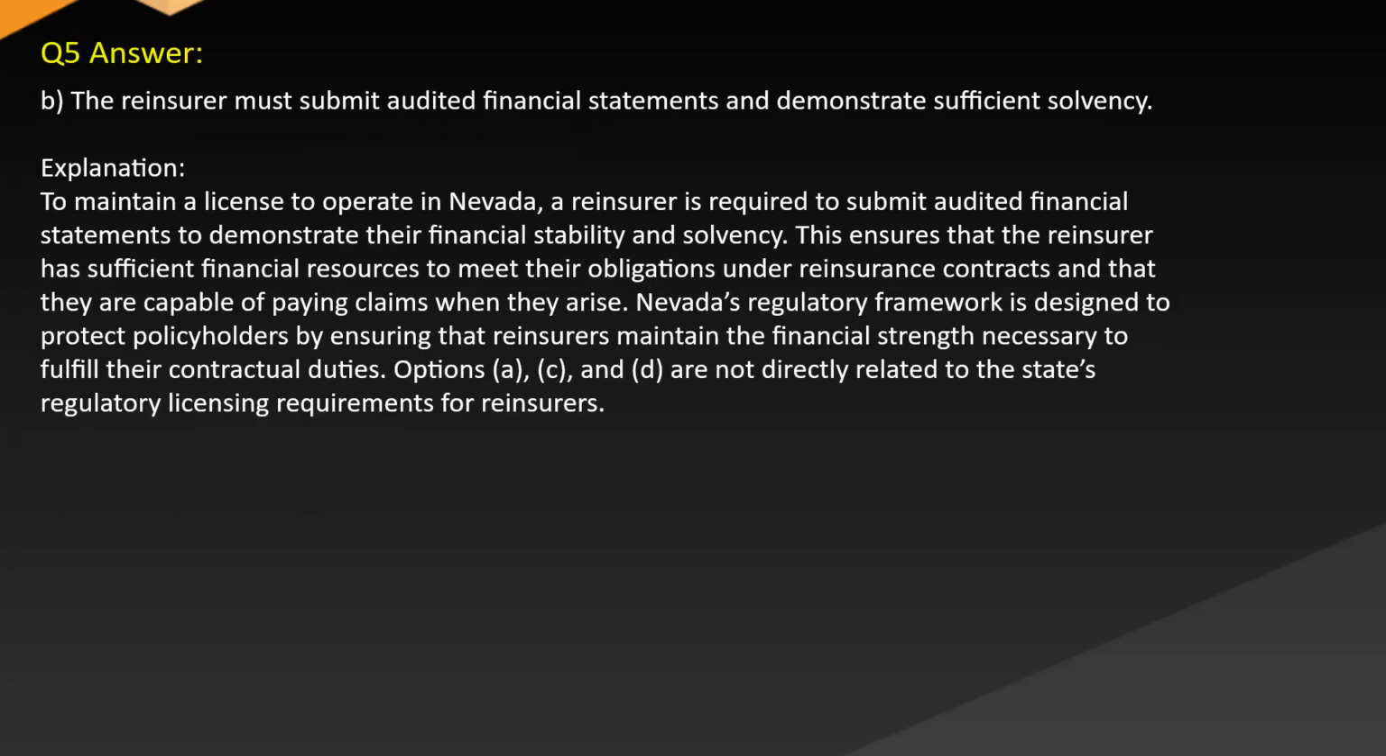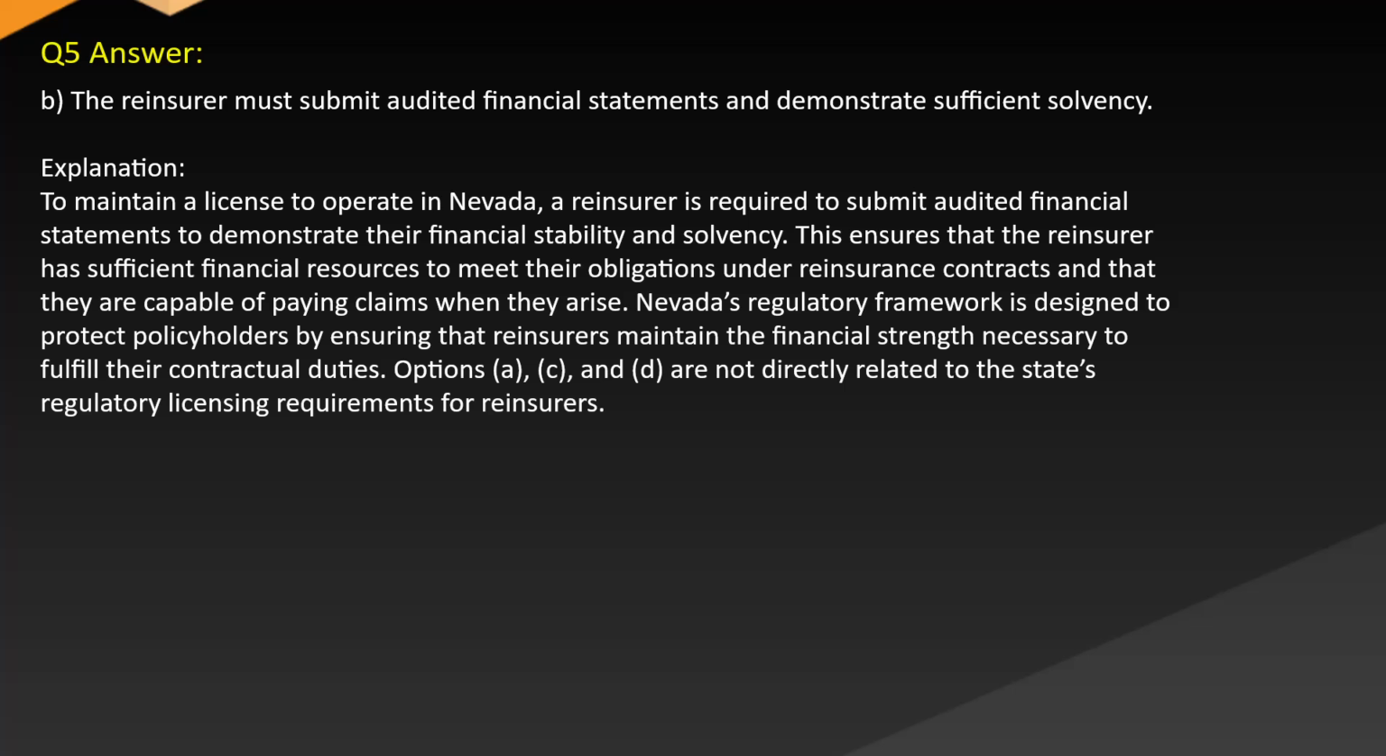Answer: B. The reinsurer must submit audited financial statements and demonstrate sufficient solvency. Explanation: to maintain a license to operate in Nevada, a reinsurer is required to submit audited financial statements to demonstrate their financial stability and solvency. This ensures that the reinsurer has sufficient financial resources to meet their obligations under reinsurance contracts and that they are capable of paying claims when they arise.